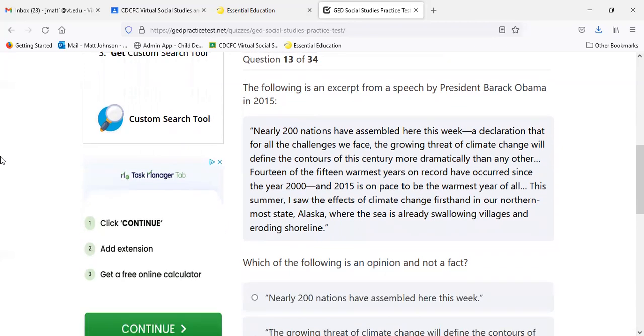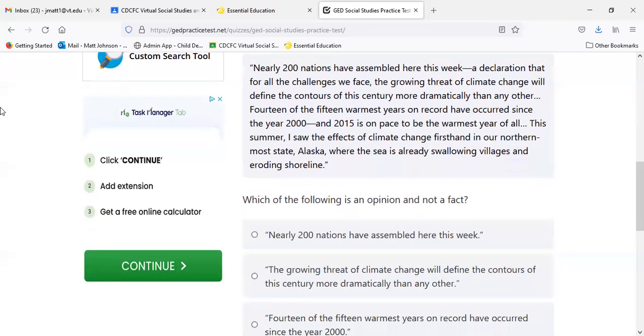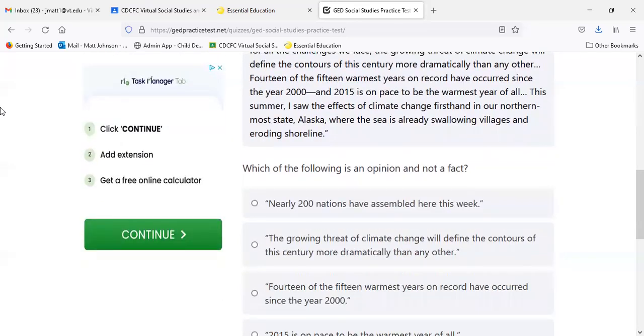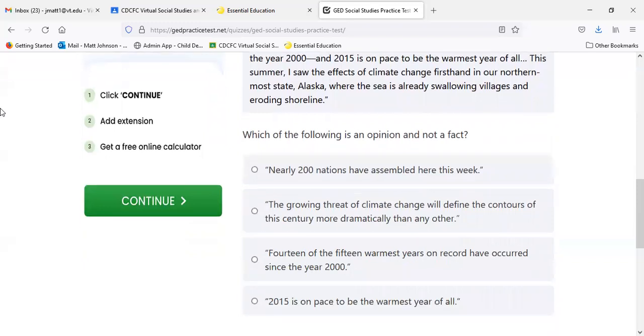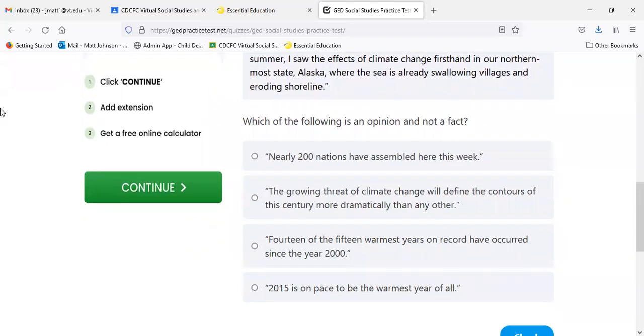All right, Jessica. So which of the following is an opinion and not a fact? A, nearly 200 nations have assembled here this week. B, the growing threat of climate change will define the contours of the century more dramatically than any other. C, 14 of the 15 warmest years on record have occurred since the year 2000. D, 2015 is on pace to be the warmest year of all. Which of those is an opinion and not a fact?